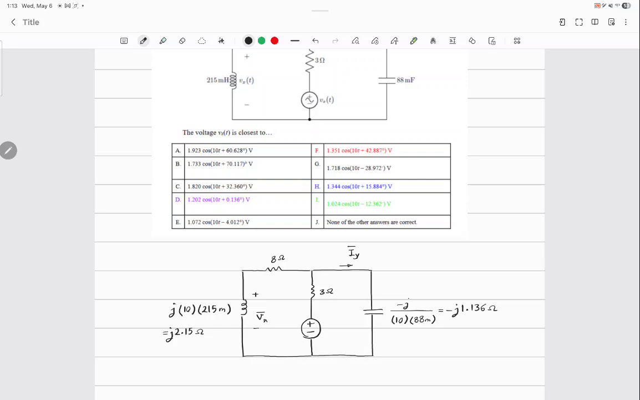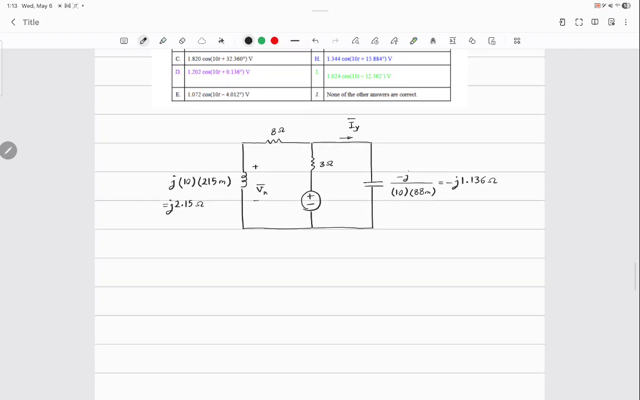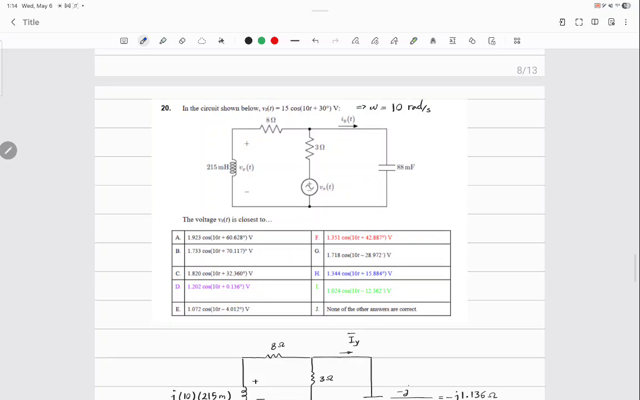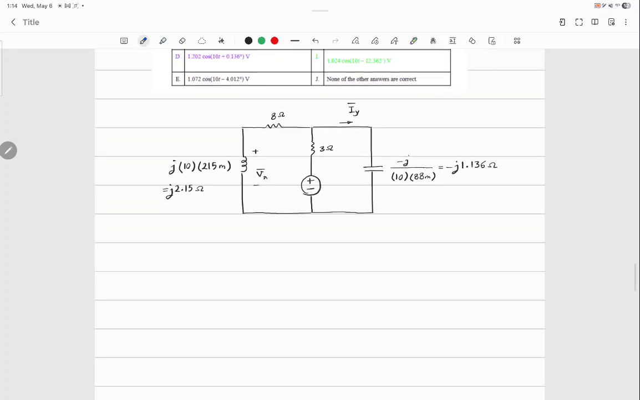Now I replaced everything with its phasor form. What now? Do whatever you know about circuit analysis and find Vx and Iy. For example, what do you suggest? Who's next? Chaz. What do you suggest we do for this circuit to find Vx and Iy? Or for this problem, it's actually asking for Vx. I would probably do KVL.